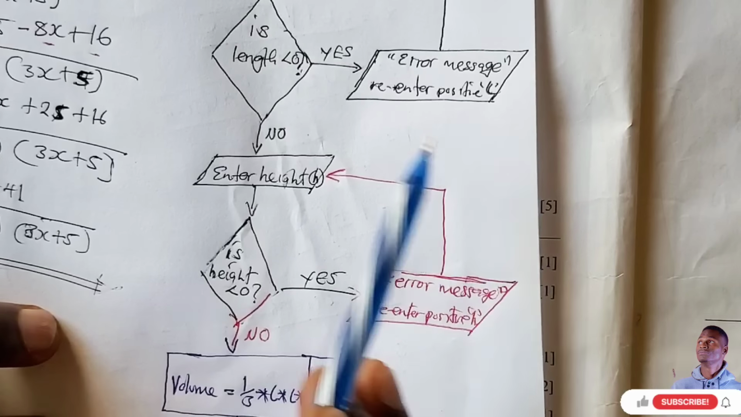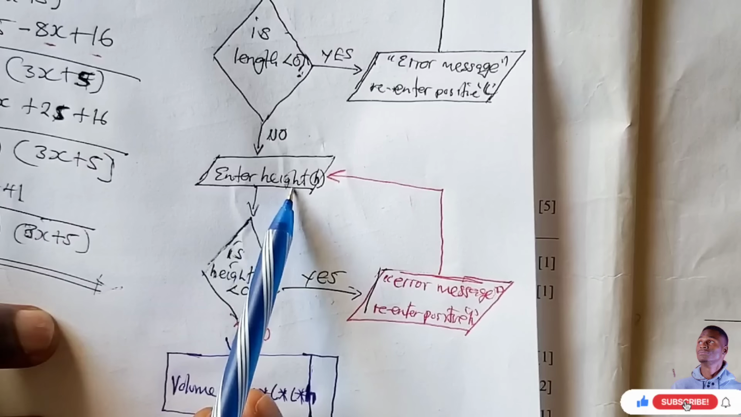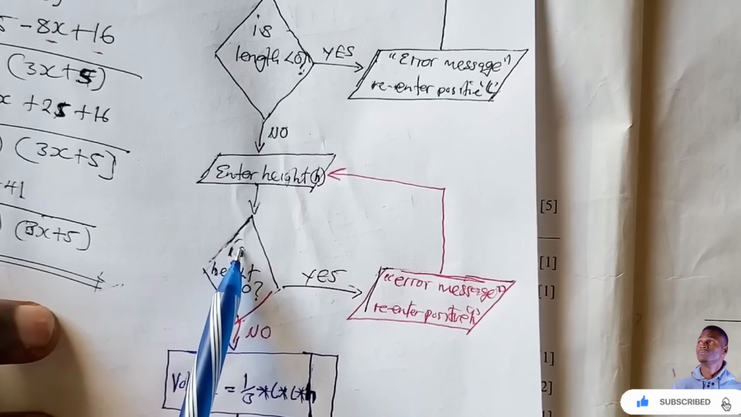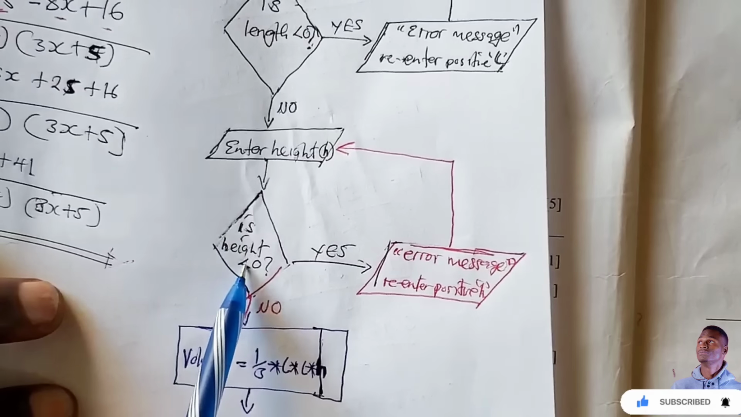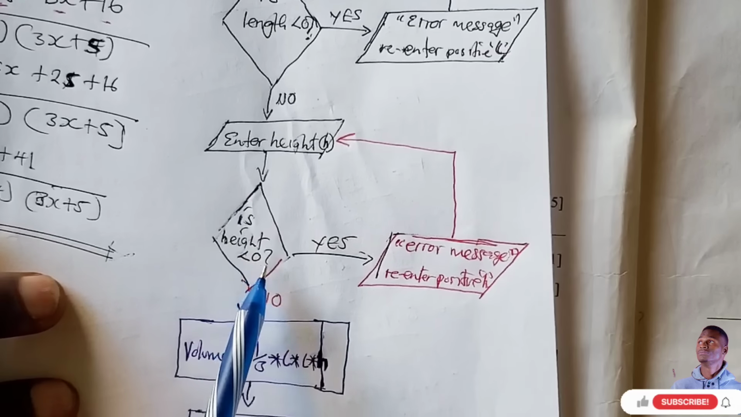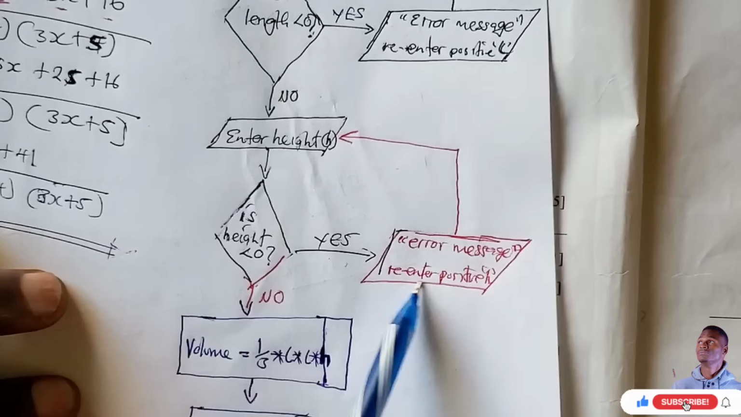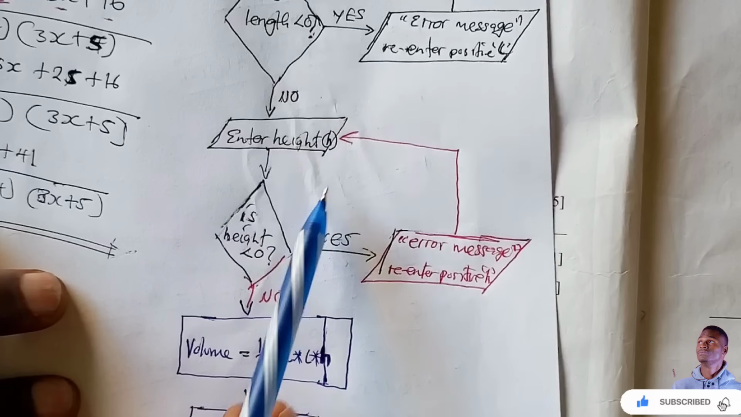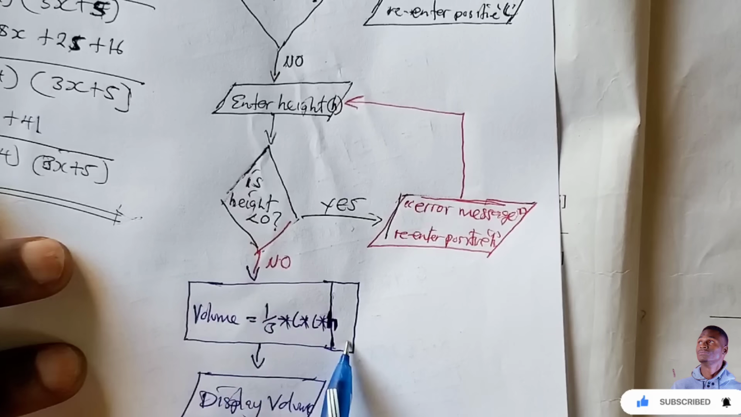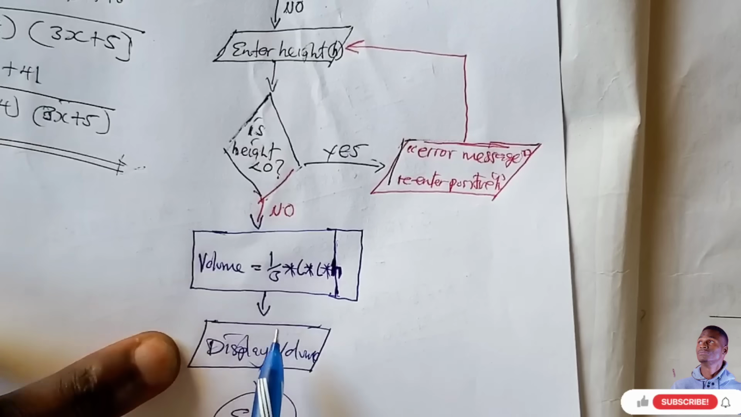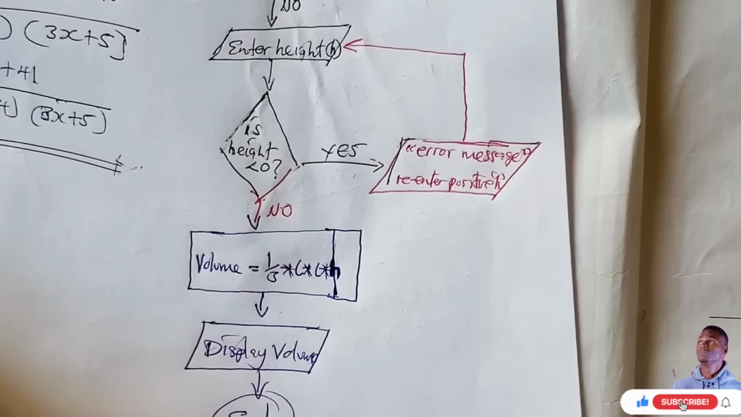Yes. Very good. Then down here say else enter height. Again, if height is less than 0, then print error message and re-enter positive height. Else volume is equal to this. Then before you say display, just write end if, display volume, end.